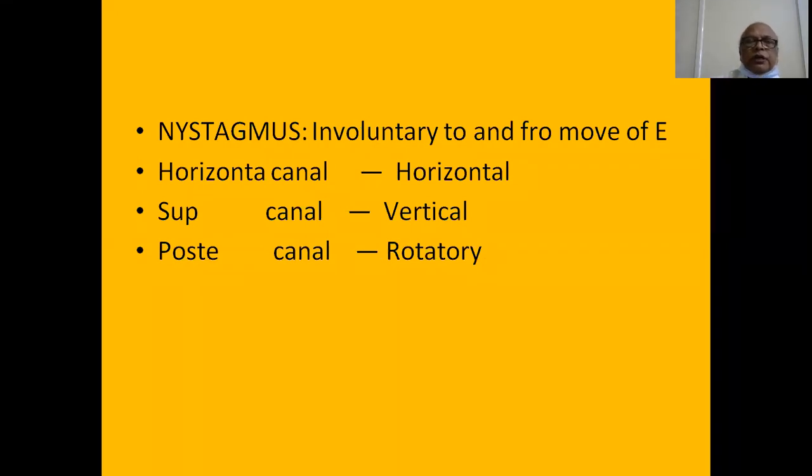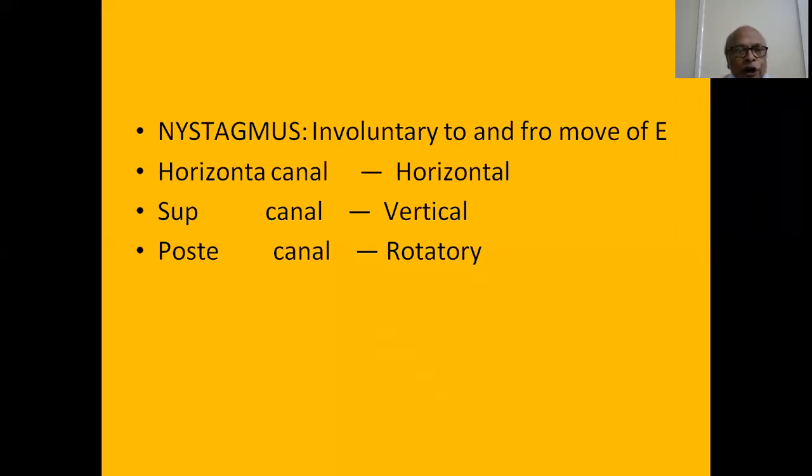And the muscles rather. Now, if you stimulate the inner ear, you may get nystagmus in the eyes. What is nystagmus? Nystagmus is involuntary to and fro movements of the eyeball when the inner ear is stimulated.